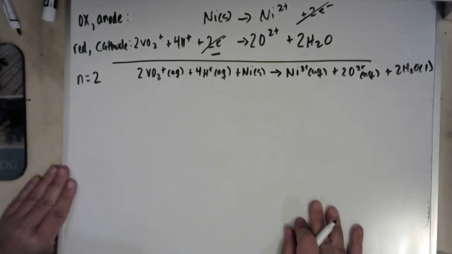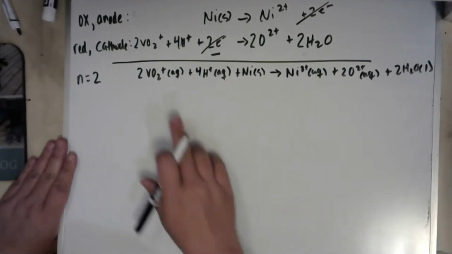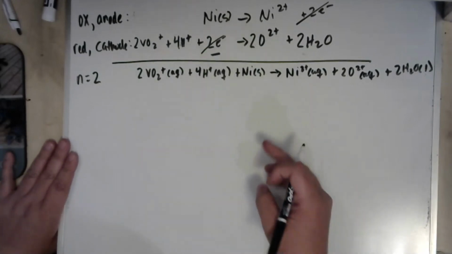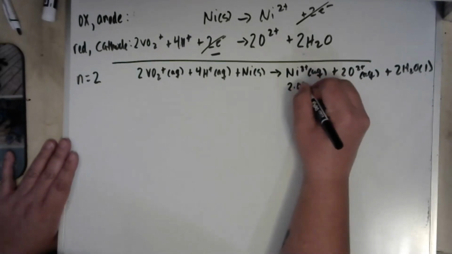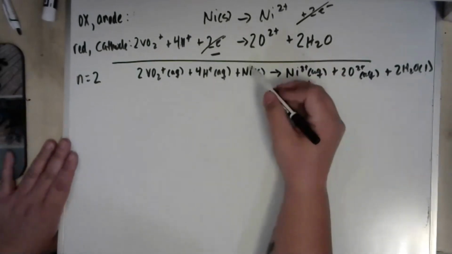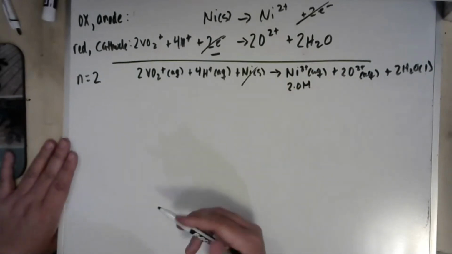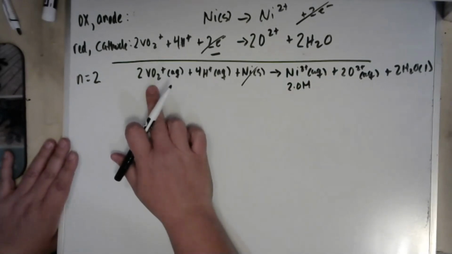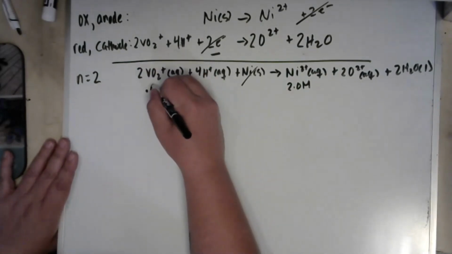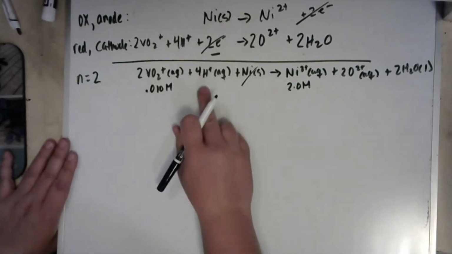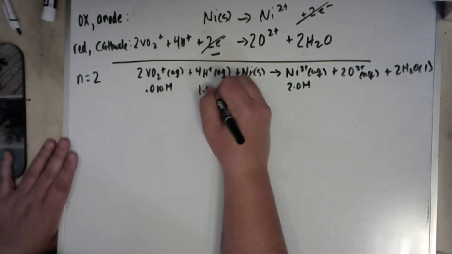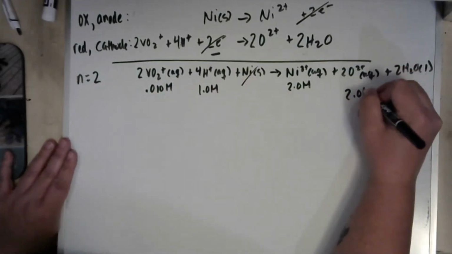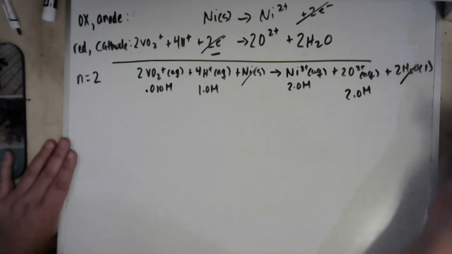Okay, and now I can go back to the problem itself and write the aqueous concentrations under everything that's aqueous. So my nickel concentration is going to be 2.0 molar. My solid nickel obviously isn't going to take part in my Q calculation. My VO2 plus is going to be 0.010 molar. My H plus is going to be 1 molar. My VO2+ is going to be 2 molar. And my liquid water is not going to count in my Q calculation either.